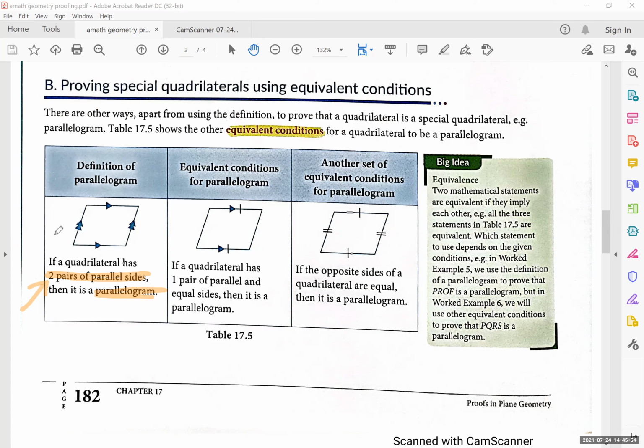So there are other conditions besides just two pairs of parallel lines, because it doesn't mean that all the time you are able to prove that there are two pairs of parallel lines. It also doesn't mean you can always use the midpoint theorem, because the midpoint theorem can only be used when a question tells you that there's a midpoint.